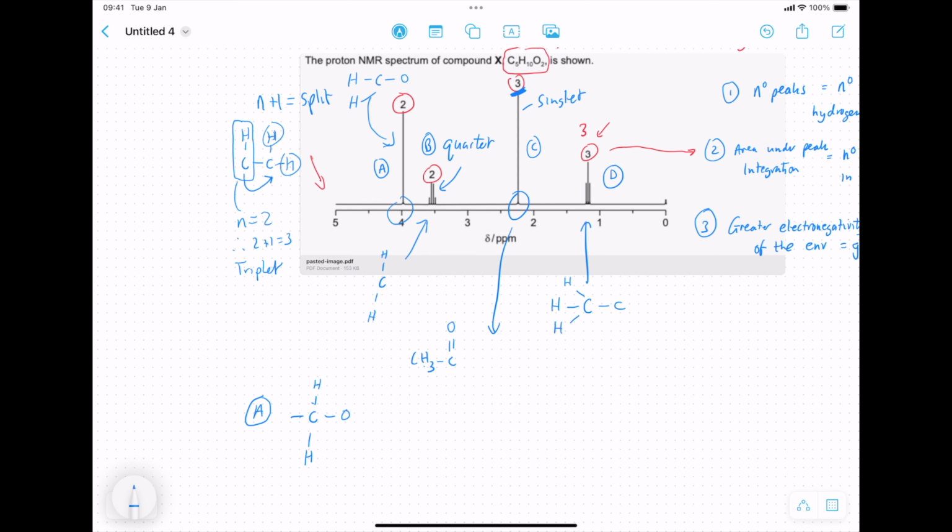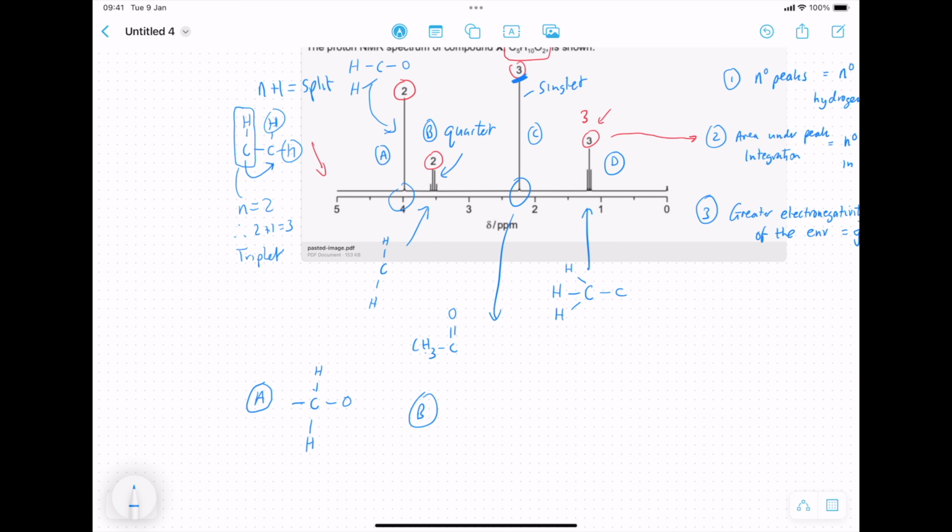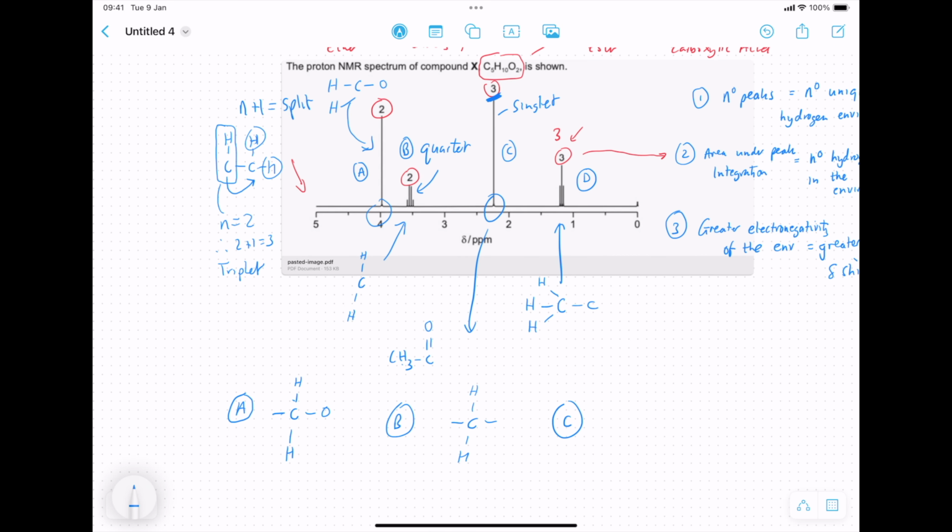Because it's a singlet. Then we know for B, another CH2, but that's going to have carbons either side of it with hydrogens because it's split into a quartet. So I don't know enough about that one yet. Then for C, that's a bit more obvious. We've got a CH3 bonded to a C double bond O. And then the last one is a CH3 attached to something. But I can see that that's split into a triplet, which means it must be next to a CH2. So that's a nice little indicator there.